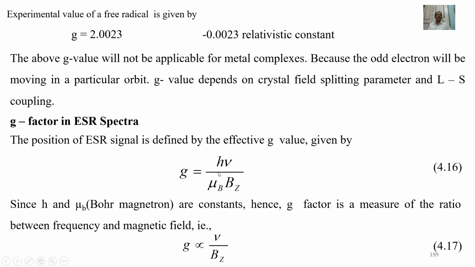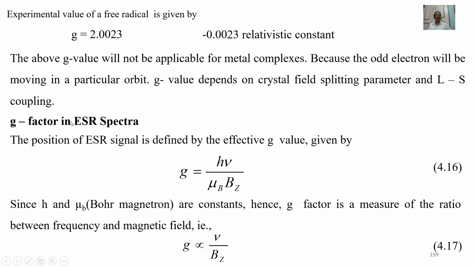Whereas on the experimental side, the free radical value is obtained as 2.0023. And 0.0023 is a relativistic correction, so we have to make the relativistic correction. That's why this value differs from the theoretical value, and the difference is 0.0023. The above g value will not be applicable for metal complexes because the odd electron will be moving in a particular orbit. The g value depends on the crystal field splitting parameter and LS coupling.